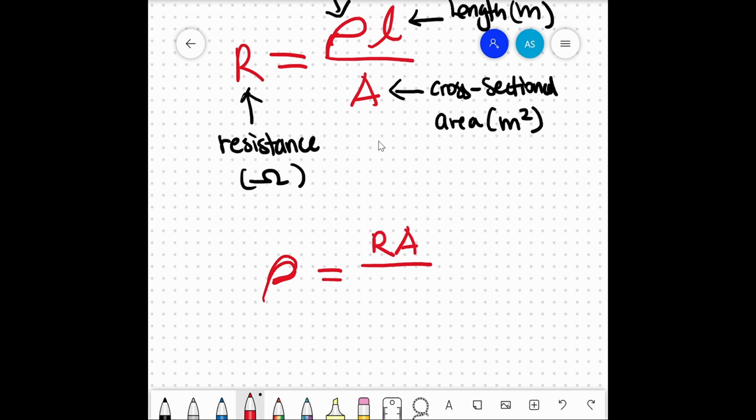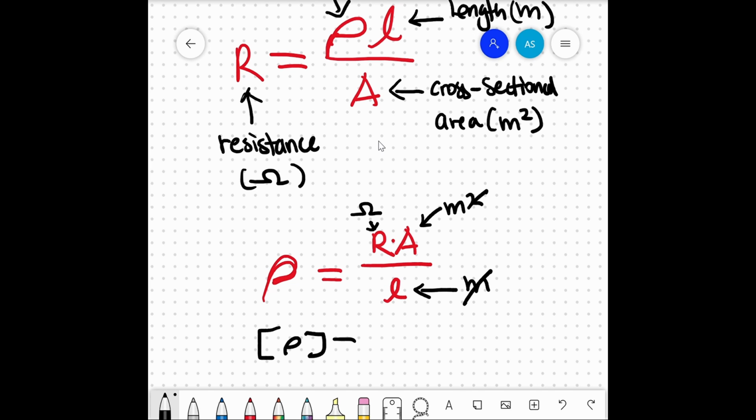By making rho the subject of the equation, we can see that rho equals RA divided by L. So R having the units of ohms, A having the units of meter squared, L having the units of meter, we can now see that this cancels out with this, and therefore the units of rho is ohm meter.